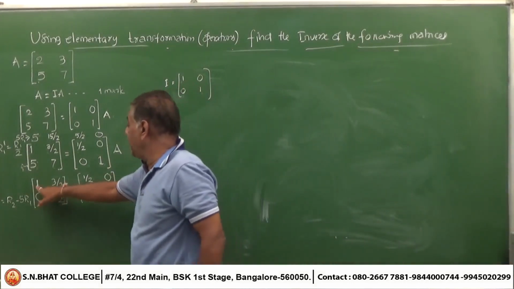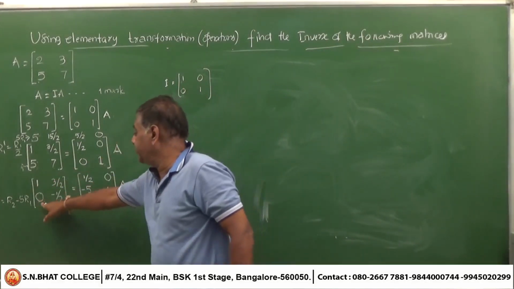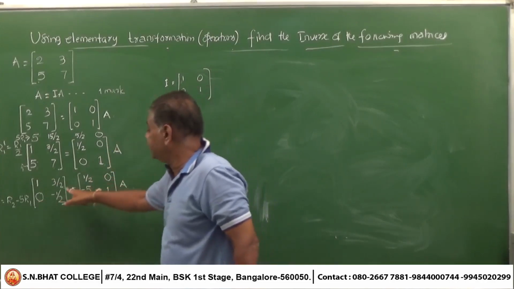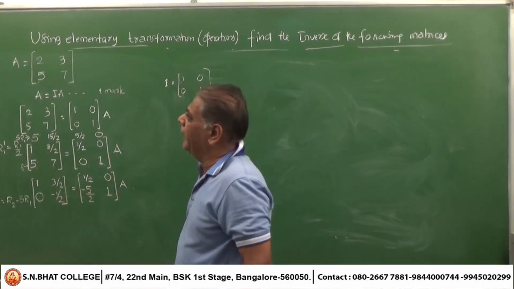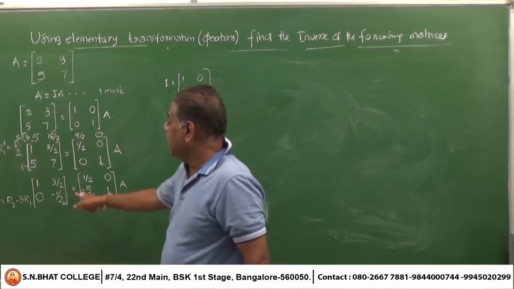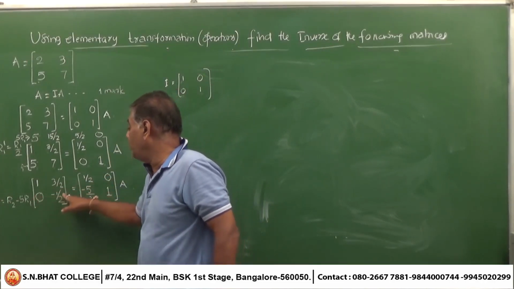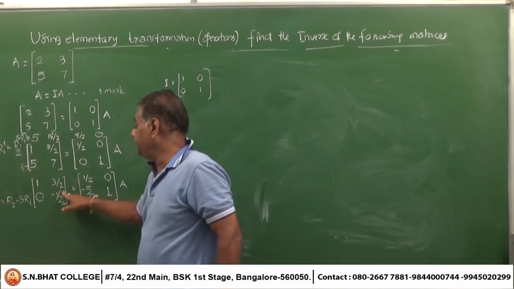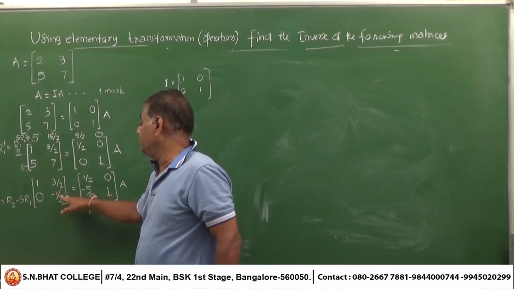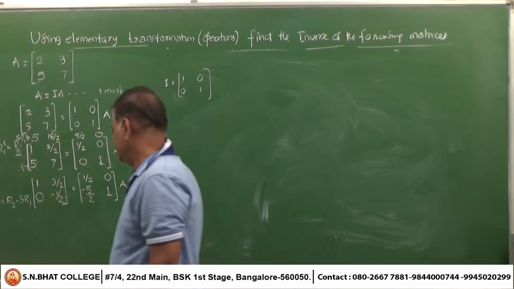I have made the first element to be 1. I have made the second element to be 0. Next I have to make this to be 1. To make 1, either multiplication or division. How do you make this to be 1? Multiply R2 by minus 2. Multiply R2 by minus 2, it becomes 1.